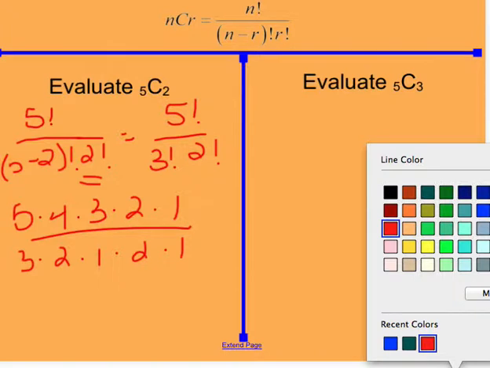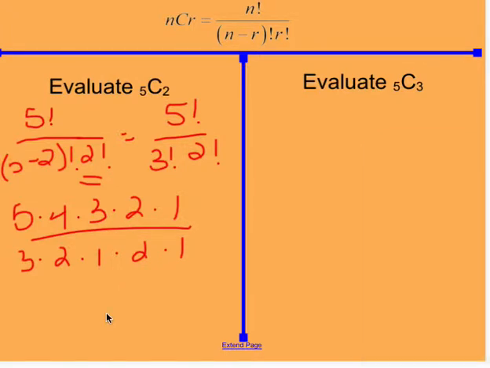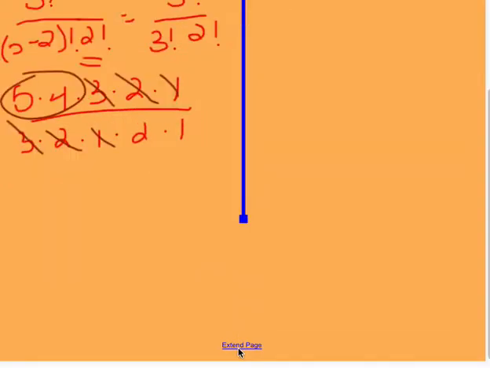Again, I'm going to eliminate the bigger factorial, so I'm going to take care of 3 times 2 times 1 on the top and the bottom. Left on top, I have 5 times 4, which gives me 20, divided by 2 times 1, which is 2, and that gives me 10.